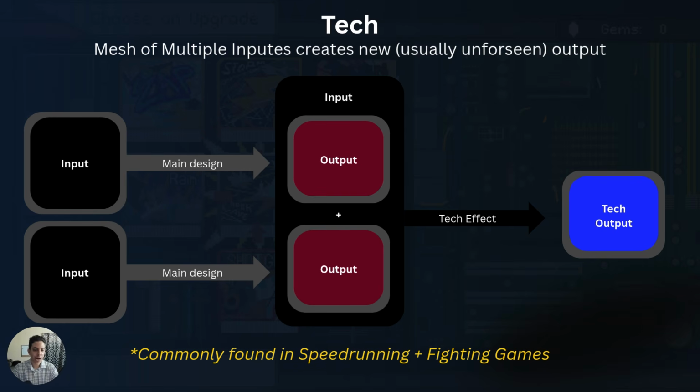And tech is actually what happens when the outputs become the inputs to create a new output. In other words, what would happen if I did multiple movements that had multiple outputs, but that combination of outputs created what's called a tech output? And this is very commonly found in a speedrun or in a fighting game, right?